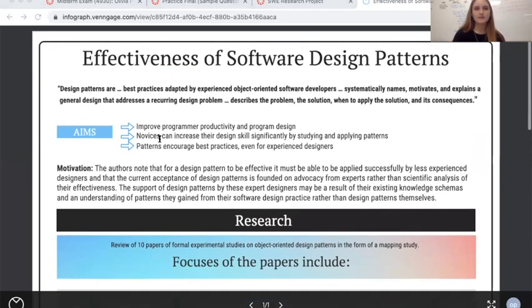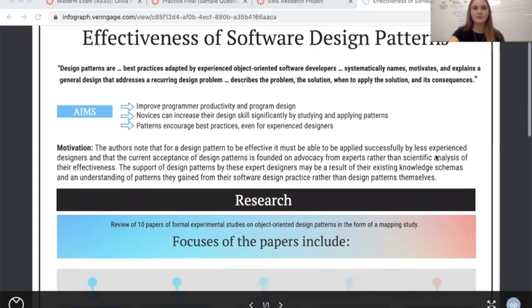So, though widely adopted and used by experienced developers, for design patterns to be effective in serving their intended purpose of knowledge transfer, these solutions to recurring problems, less experienced developers would have to be able to adopt these patterns and their use lead to successful designs. That's kind of the metric for design pattern success that the article defined.